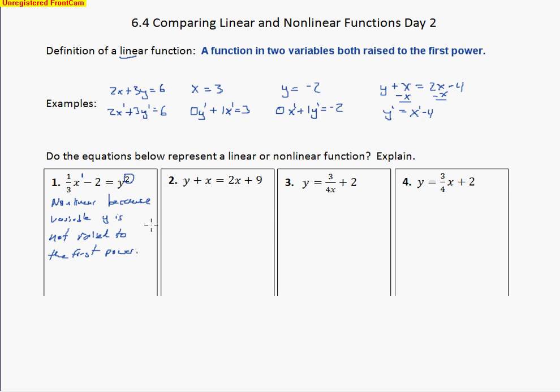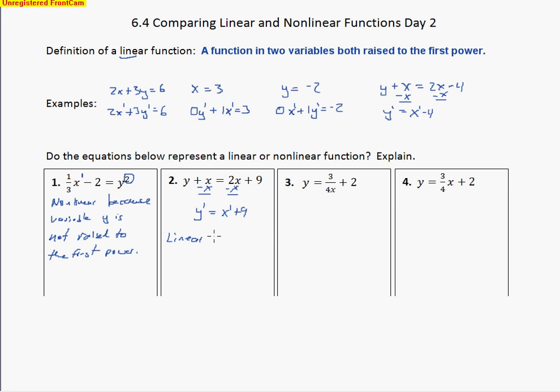And so looking at this next one, it is a linear function because remember how we had that other example there. I subtract x from both sides, and then I've just got y equals x plus 9. And so I see that both of these variables are raised to the first power because I don't see the exponent, so that's what I say they are. It's just raised to the first power. So if you don't see an exponent, it's just raised to the first power. And that goes with anything, not only variables, but numbers as well.